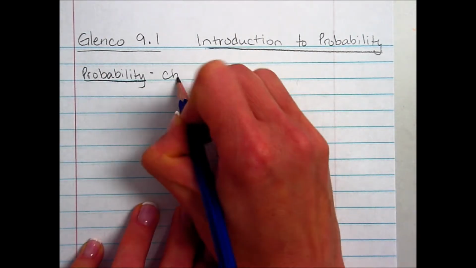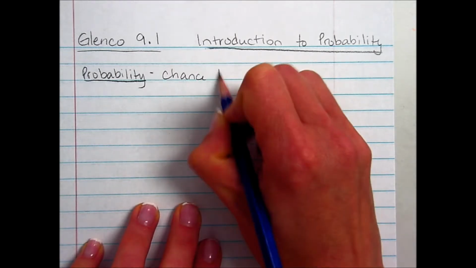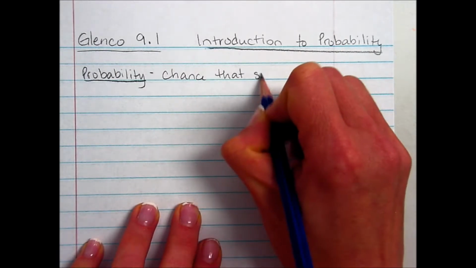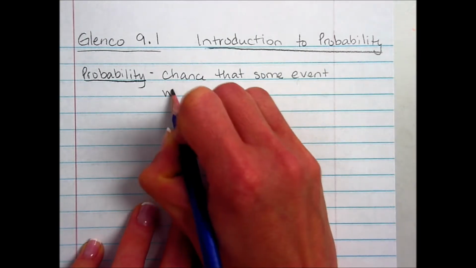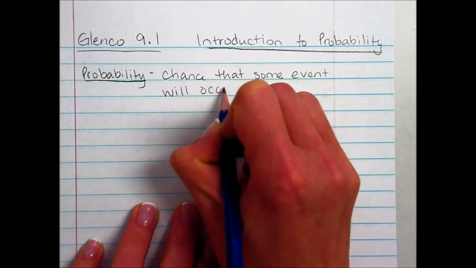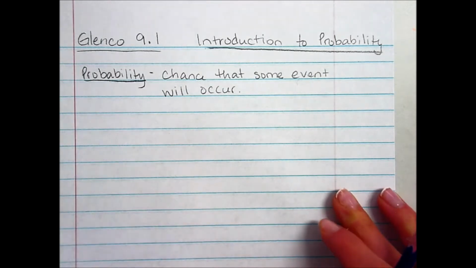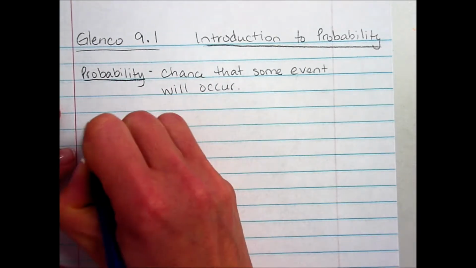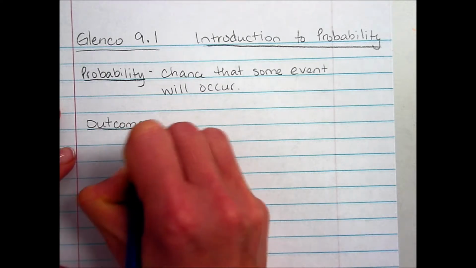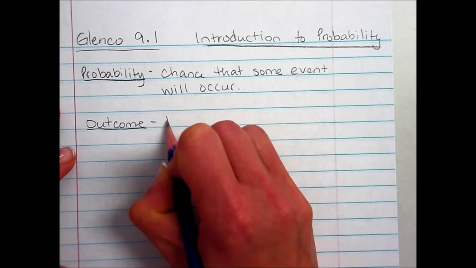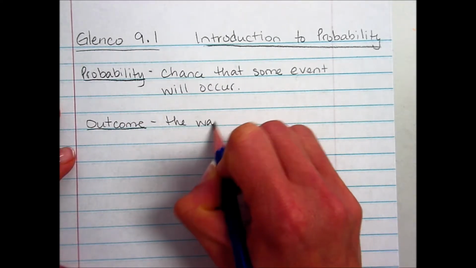Probability is the chance that some event will occur. Another word you need to know is outcome. This is the way something turns out.